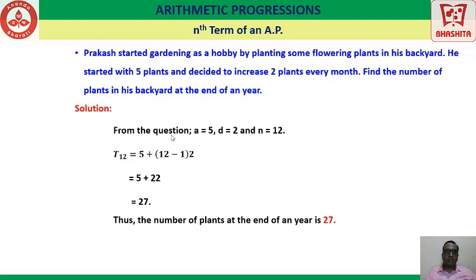Clearly, we could apply the nth term formula so as to get the number of plants in the backyard at the end of a year. The number of plants in his backyard at the end of a year is 27.